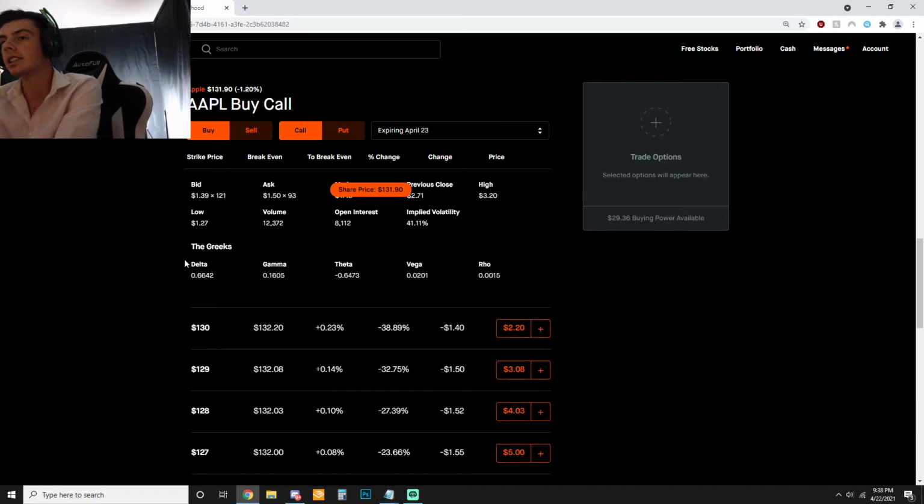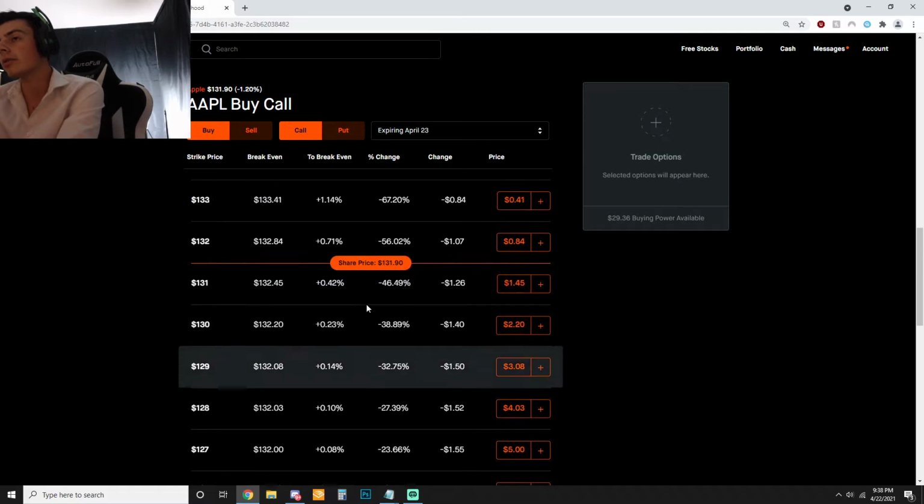And you can see these Greek values down here. So the delta is how much money you make for every dollar that the stock moves. So you'd make 66 cents per contract, 66.42 cents per contract, or $66.42 for every time Apple moves a dollar.